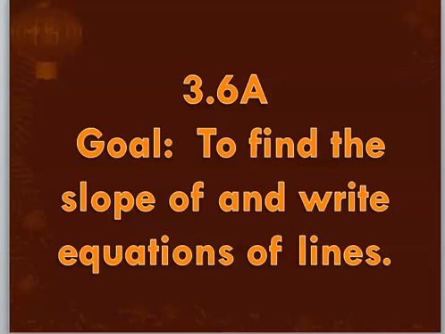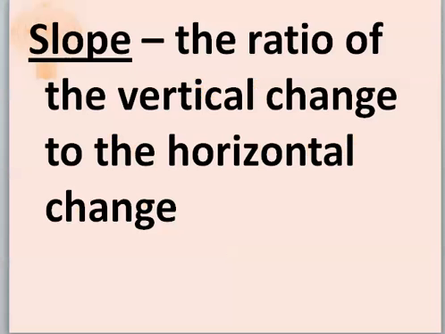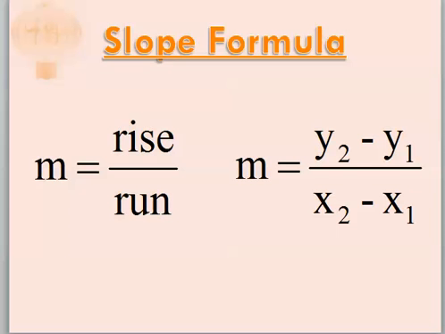In Section 3.6 Part A, our goal is to find the slope of and write equations of lines. Remember that slope is a ratio or a fraction of the vertical change to the horizontal change. So m, representing slope, is rise over run, or we could write this as y sub 2 minus y sub 1 over x sub 2 minus x sub 1. Remember, these are subscripts and not exponents. They just talk about the order that we need to write things.